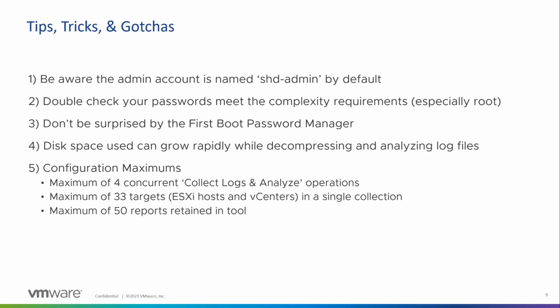So you can kick off concurrent collect, log, and analyze operations up to 4. So you might want to, say that you've got multiple vCenters for whatever reason, and you want to pull logs, you can do up to 4 at a time. Within each of those, there's a maximum of 33 targets. And each ESXi host or vCenter is a target. So you can think, if you're pointing at a vCenter, you pull in vCenter logs, your vCenter plus 32 hosts. So that's what you can do in a single collection.